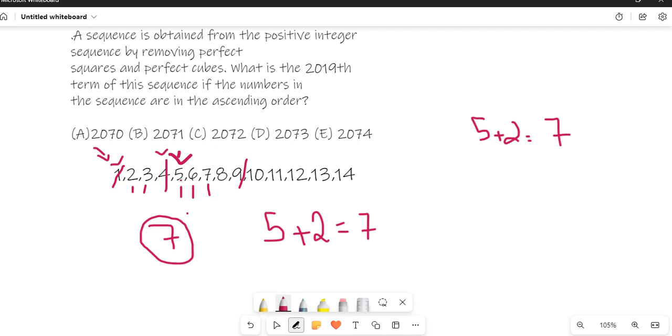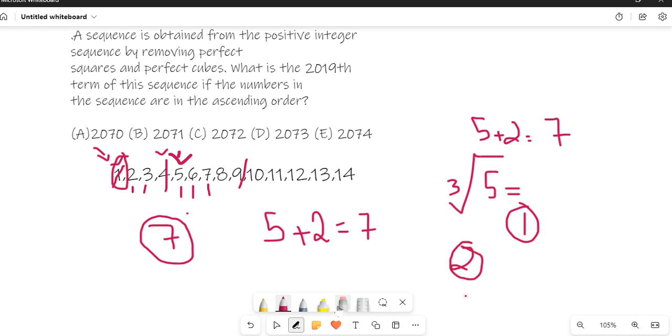Okay, also if the question was to find the fifth digit after removing all the perfect squares and perfect cubes, how would we do it? We would take cubes as well. To find the number of perfect cubes before 5, we know that there is only one perfect cube before 5, which is 1. So there is 1 perfect cube before 5 and 2 perfect squares before 5.